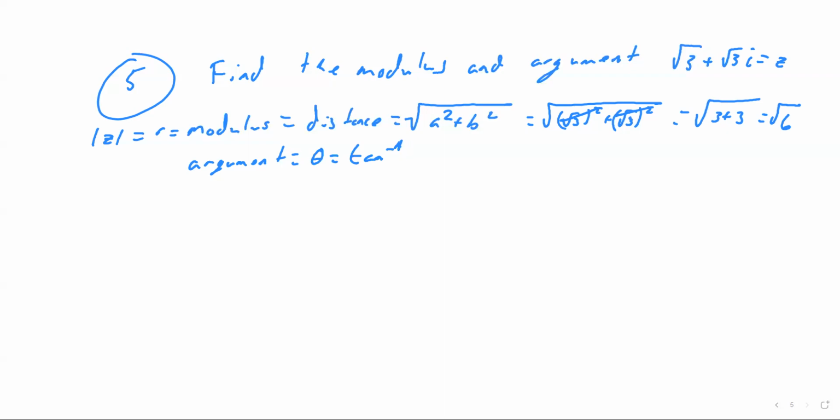Oh, to find the unit vector. Yes. So this would be tan inverse of b over a. B in this case would be square root of 3 divided by the square root of 3. Type that in the calculator. What do you get? 45 degrees. Very good.